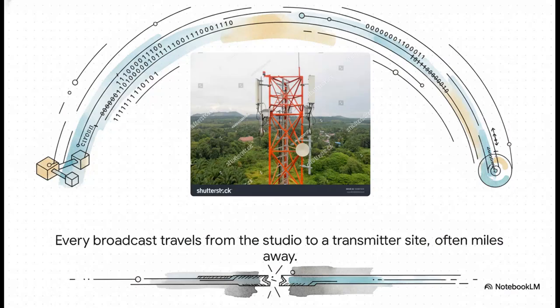And that connection, which we call the studio-to-transmitter link, or just STL for short, has always been one of the most vital parts of the entire broadcast chain. I mean, think about it. If that link goes down, the station goes silent. It is literally that simple. Getting it right isn't just important, it's everything.